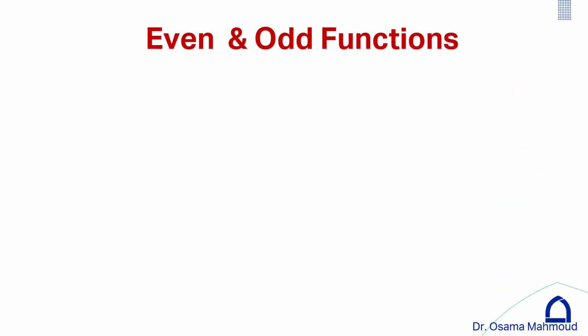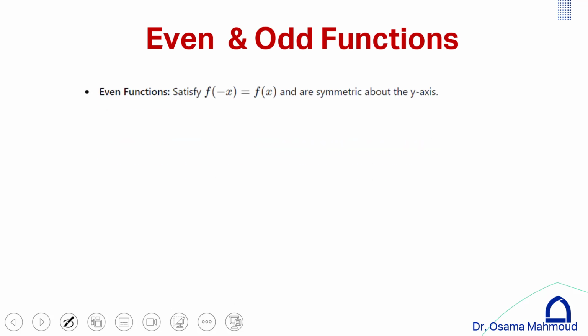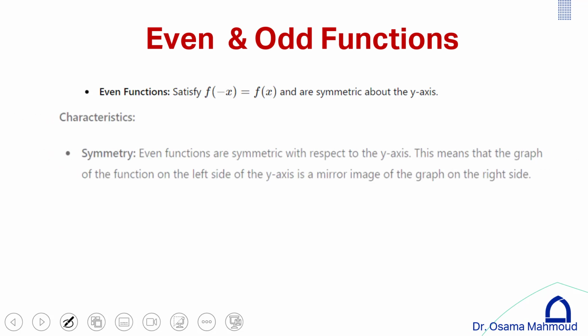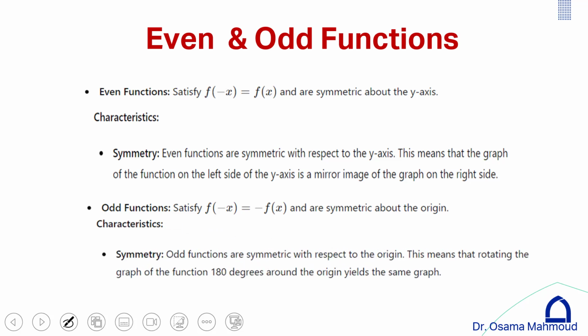Another property for a function is that it could be even, odd, or neither even nor odd. Okay. When it is even, when you plug in minus x instead of x, you will have the same function. And if you graph it, you will find the graph symmetric with respect to the y-axis. But for the odd function, when you plug in minus x instead of x, you have the same function multiplied by minus. Okay. If you graph it, you will find it symmetric with respect to the origin, as we will see here.